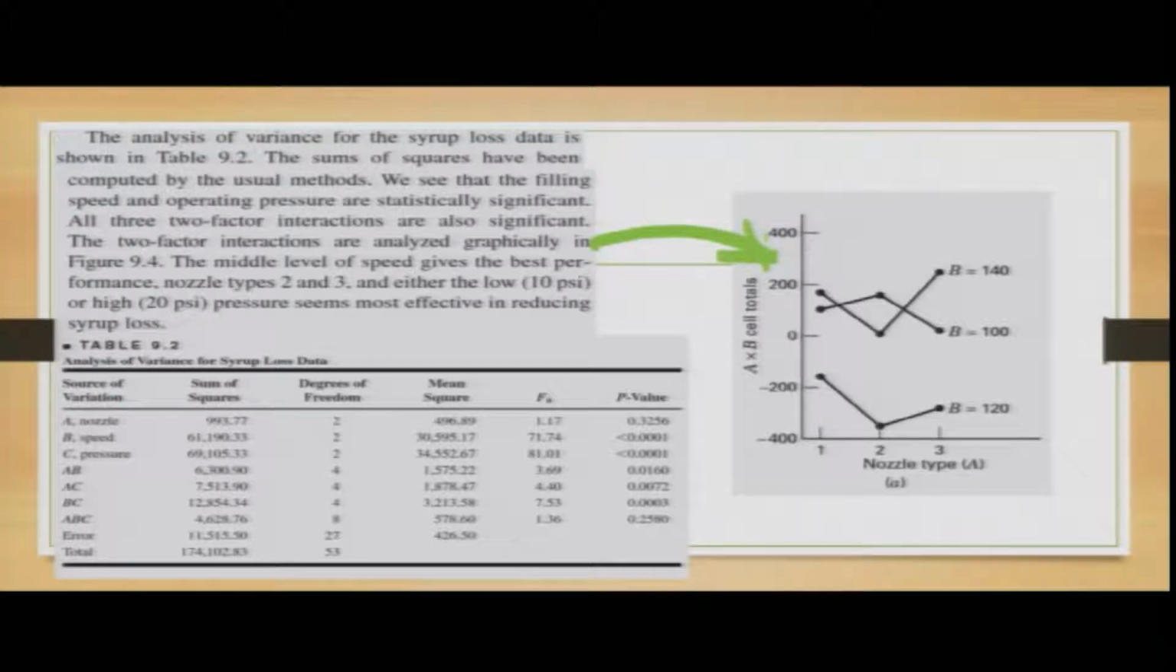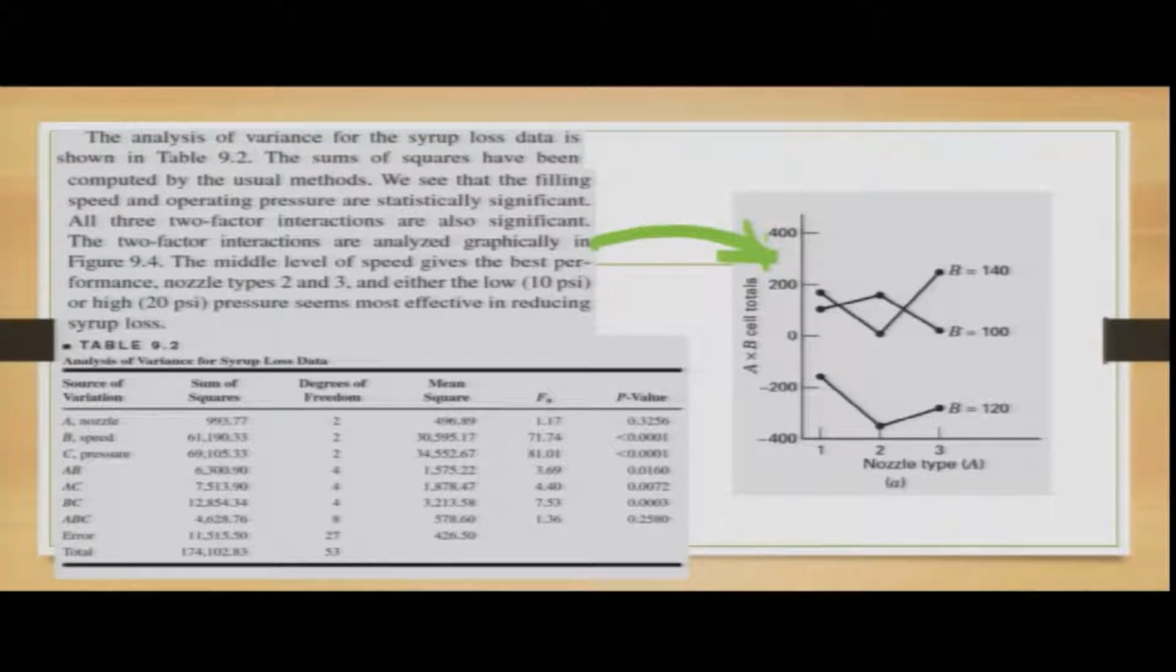The middle level of speed gives the best performance, as we see, because in that case the loss due to frothing, where the syrup spills over, is the least. The middle level of speed gives the best performance for nozzles 2 and 3, and either low, that is 10 psi, or high, 20 psi, pressure seems more effective in reducing the syrup loss.